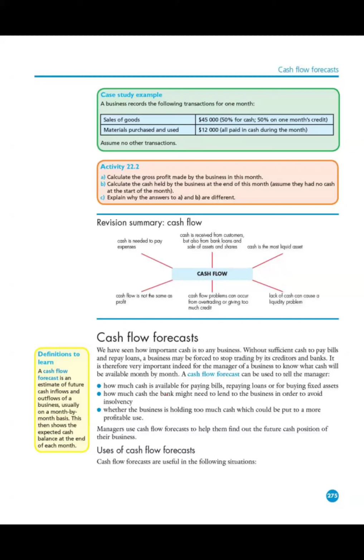So cash is always needed to pay expenses. To summarize, cash is received from customers, also from bank loans and sale of assets and shares. Cash is the most liquid asset. Lack of cash can lead to a liquidity problem. That is a problem where you don't have enough cash and you can't manage to meet the day-to-day expenses. And cash flow is not the same as profit. That is what we indicated in the previous slides.